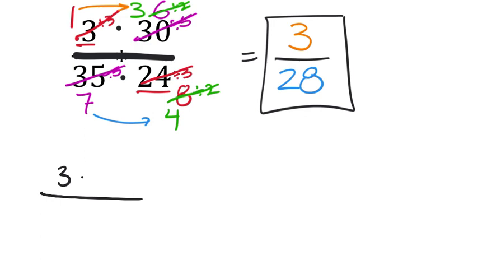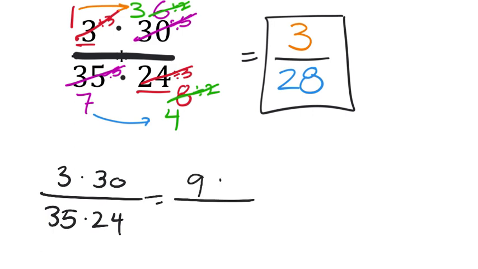Let's say that you were like, you know what, I just want to multiply these out and then see what I get. Okay, so again, I'm going to skip some of the multiplication here. But in the top, you'd have 90, and then 35 times 24, 840. And yes, I use a calculator to do that. But what's required here is some simplification.